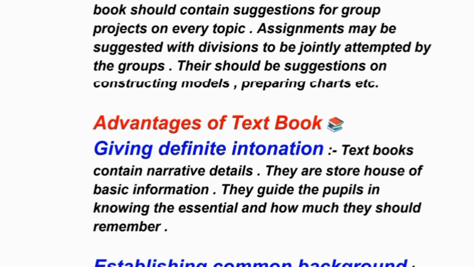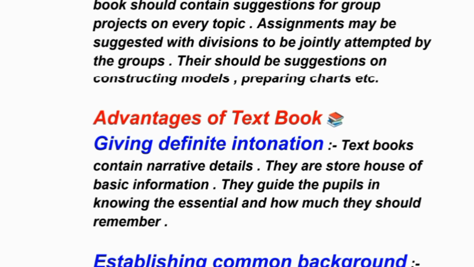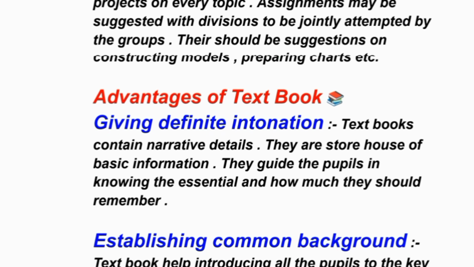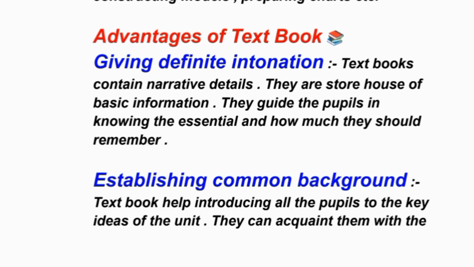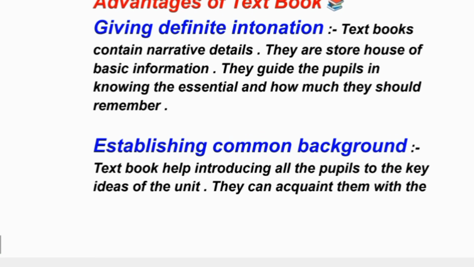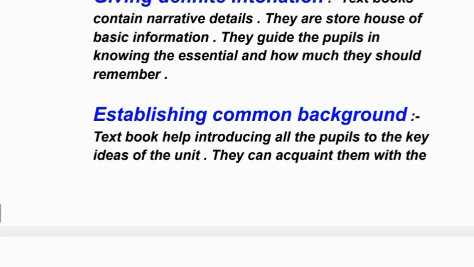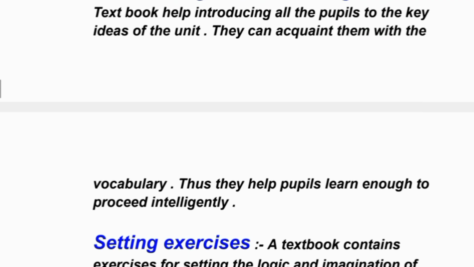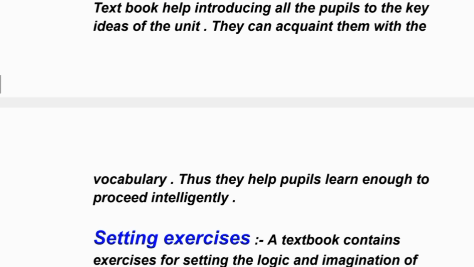Textbook contains narrative details. They are a storehouse of basic information. They guide the pupils in knowing the essentials and how much they should remember. Establishing common background. Textbooks help in introducing all the pupils to key ideas of the unit. They can acquaint them with the vocabulary, thus they help pupils learn enough to proceed intelligently.